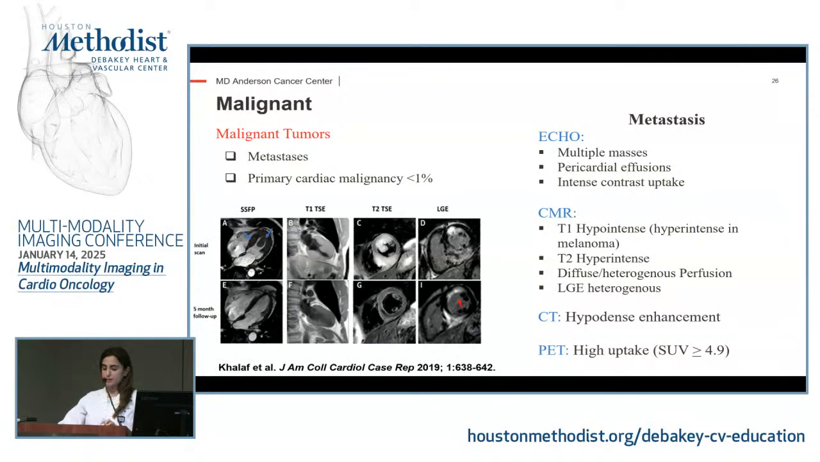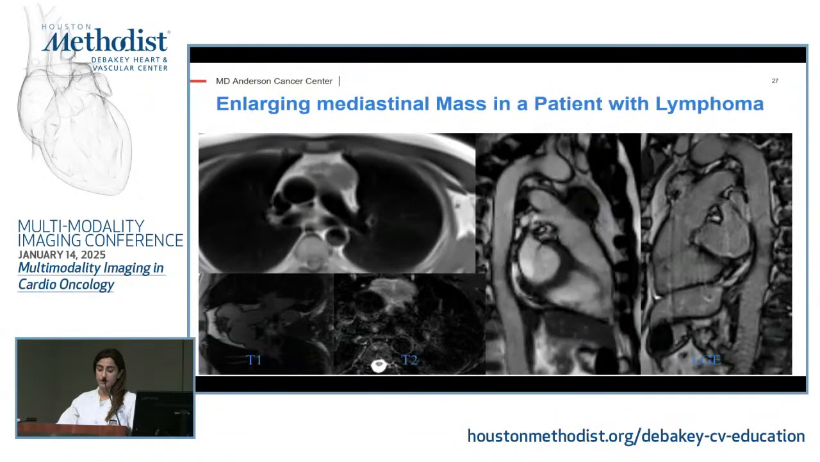On CT, they tend to be hypodense, and on PET, the higher the SUV, usually we talked about SUVs above 4.95 being more malignant. So these we commonly feel comfortable with. So the higher the SUV on PET, the more likely it's malignant.